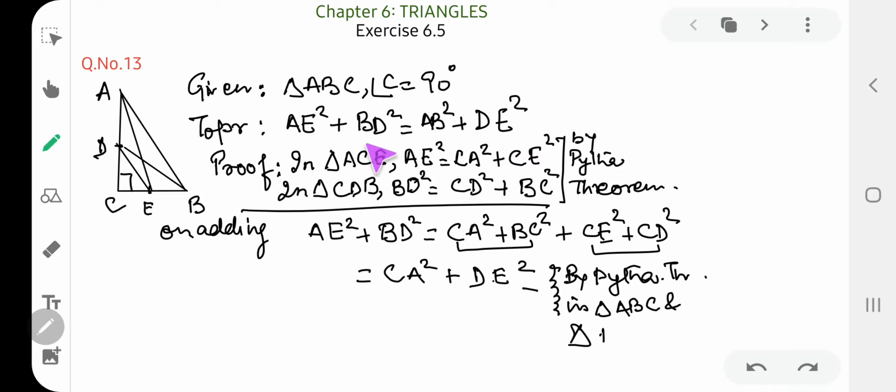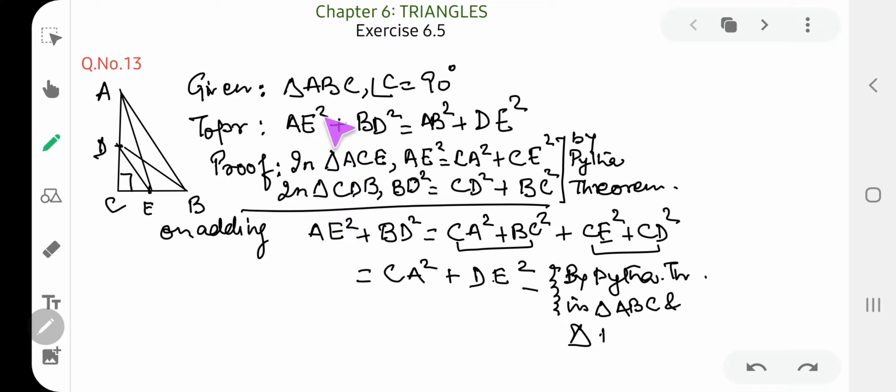Children, you know the hint to prove the question is within the given and the to prove only. Focus on the to prove and use the given, then only you are able to prove a question. This is the simple technique of solving a question of geometry.